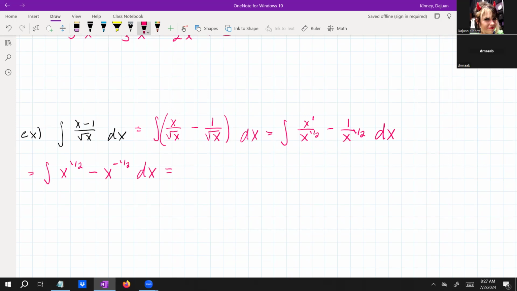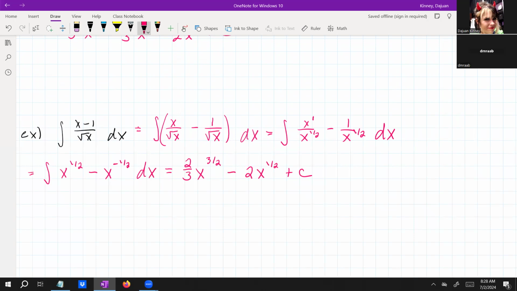Okay, now we have the same sort of problem we've had. So I add 1 to my exponent. 1/2 plus 1 is 3/2. So I get 2/3 x to the 3/2 minus, add 1 to negative half, I get positive half. So I get 2 x to the 1/2 plus my constant c.